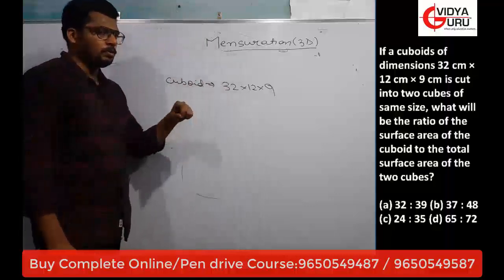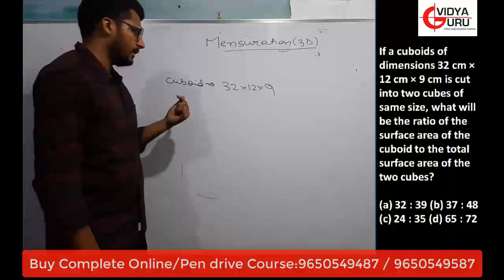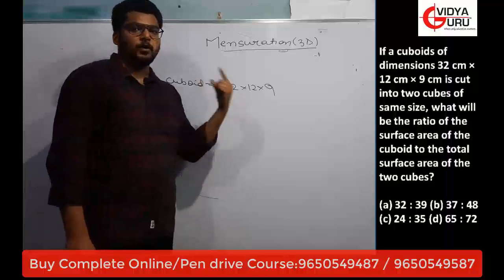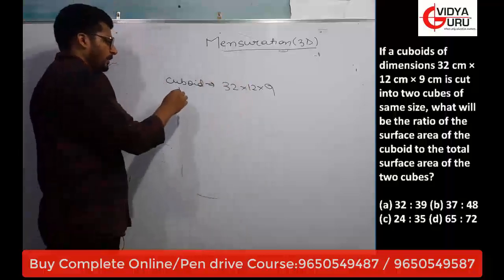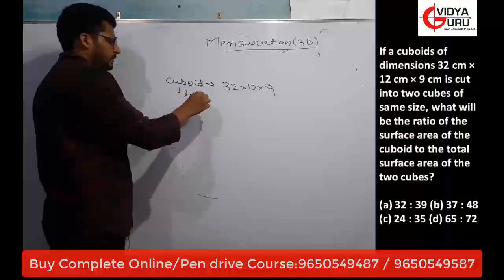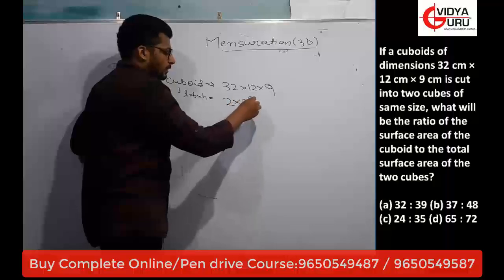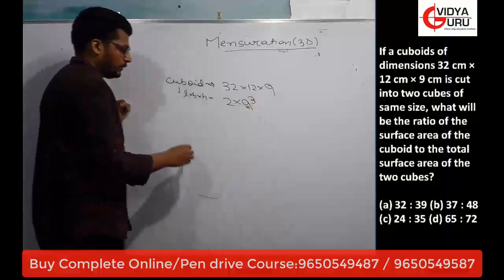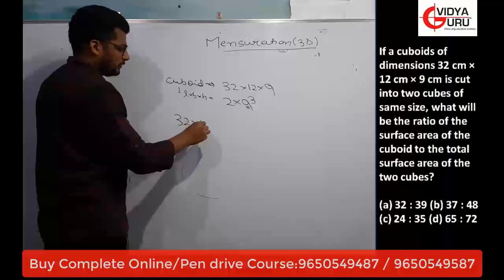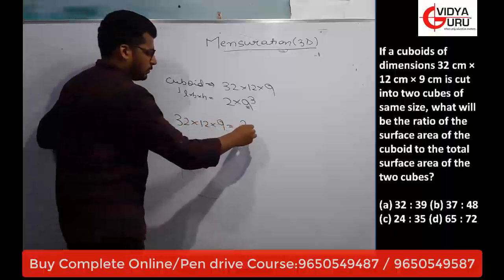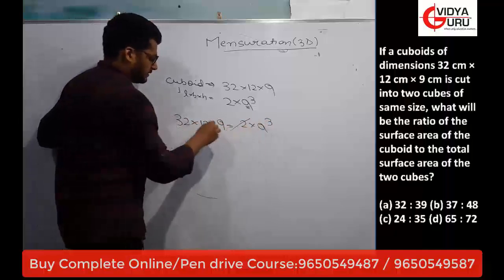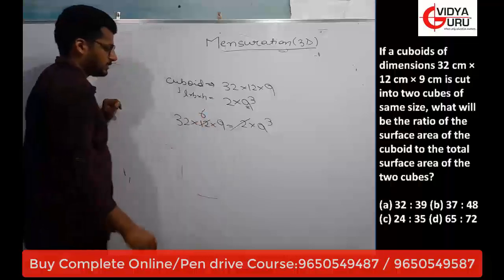This is cut into 2 cubes. If it is cut into 2 cubes, then the volume will remain the same. What is the volume of the cuboid? L into B into H. This volume will be equal to the volume of 2 cubes. Let the side of each cube be A. 2 into A cube. So first we need to find the side of the cube.